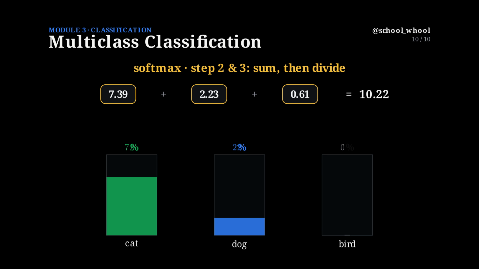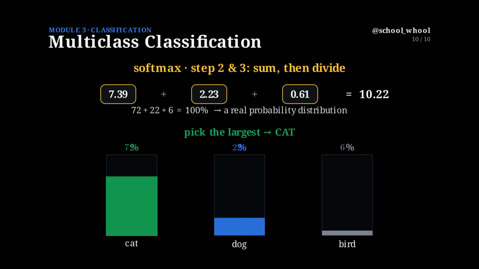Step 3. Divide each one by that total. Now watch the bars grow to their share of the whole. Cat lands at 72%, dog at 22%, bird at 6%. And crucially, they add up to exactly 100%, a true probability distribution. Pick the largest, and again it's cat. Same winner as one versus rest, but now with honest probabilities behind it.